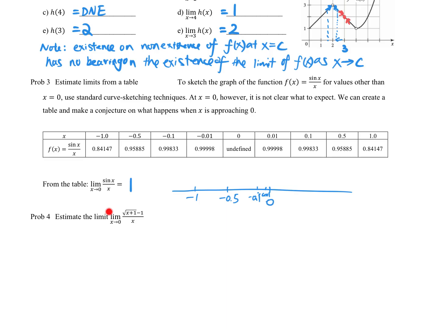Now, let's talk about the next problem. Here you are given this problem. You need to find the limit of the square root of x plus 1, minus 1, divided by x. At the moment, you have learned two approaches. One, graphically. Second, estimate using quantities from a table, right? Assume that you don't have a graphing calculator at the moment. You cannot graph. So what would you do? You just have to build a table similar to what we just saw, find the function values and make a conjecture.